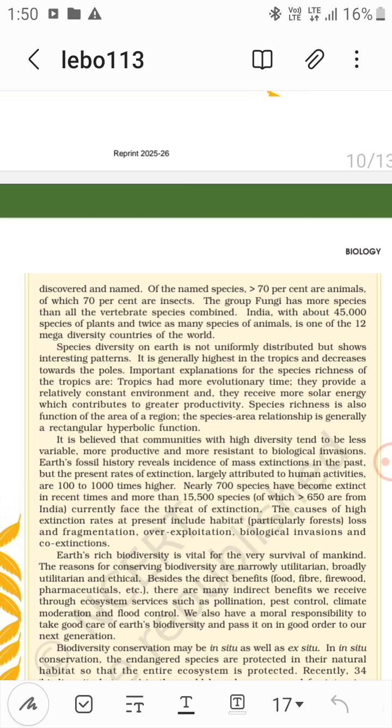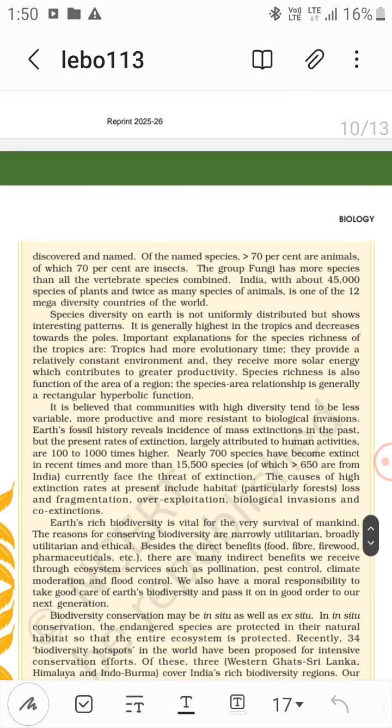In India, with about 45,000 species of plants and twice as many species of animals, this is one of the 12 mega diversity countries of the world.